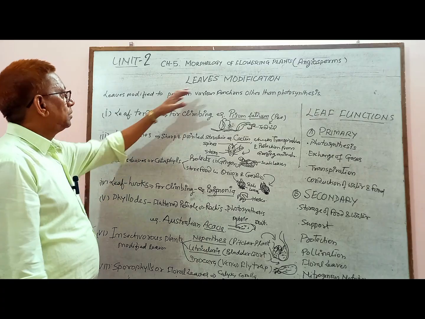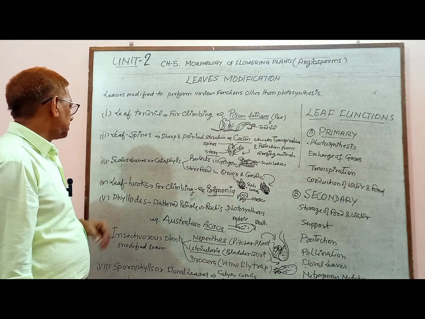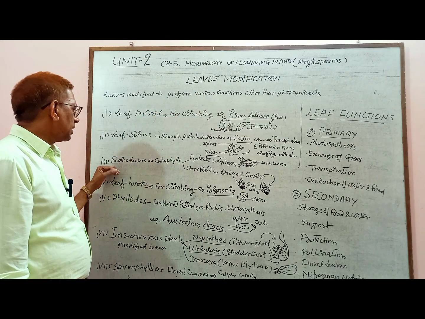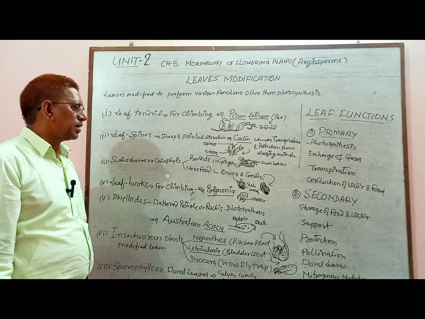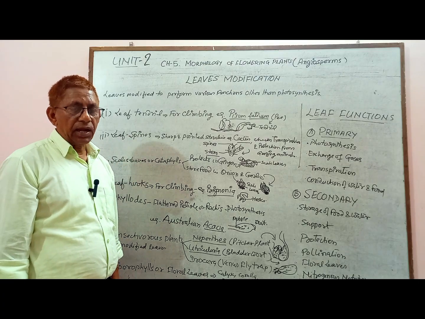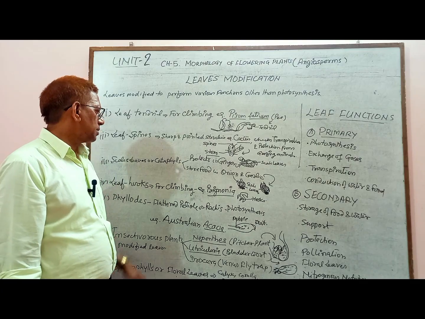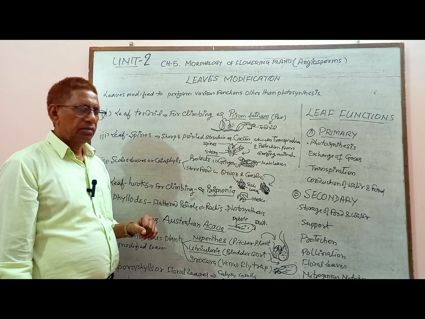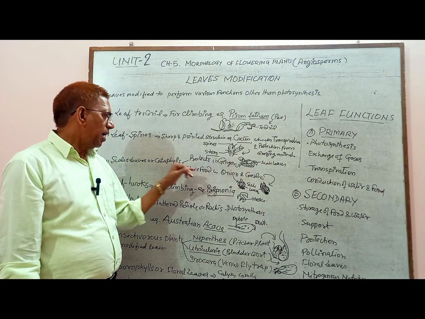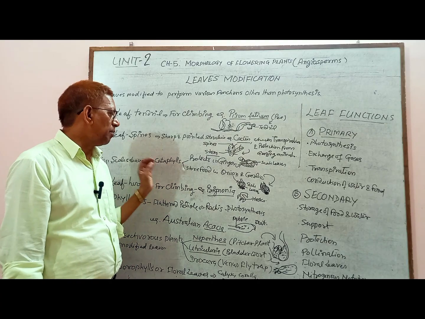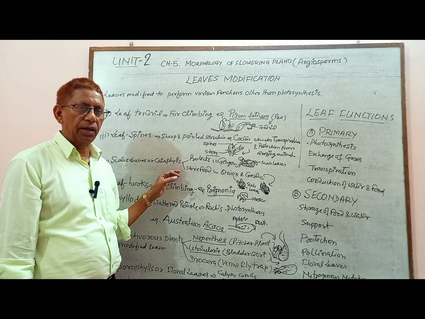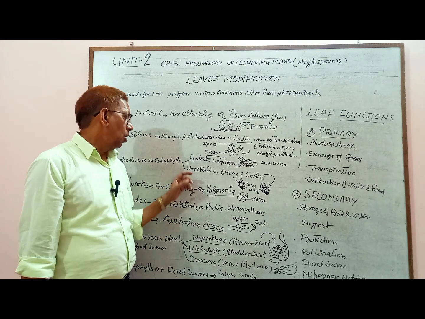The third modification of the leaf is scale leaves. The third one is called scale leaves, or cataphylls. Scale leaves or cataphylls are present for protection as well as reserve food. This is very, very important from the examination point of view.